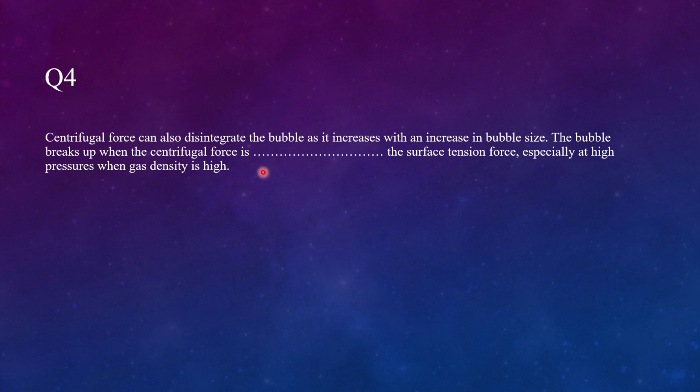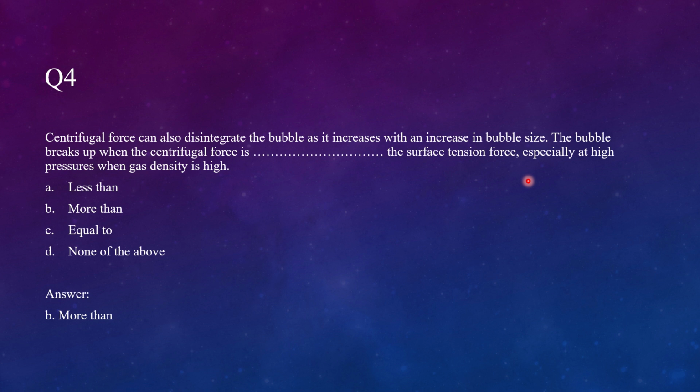The bubble breaks up when centrifugal force is dash the surface tension force, especially at high pressures when gas density is high. So the answer: option A is less than, option B is more than, option C is equal to, option D is none of the above. So basically the answer is when the centrifugal force is greater than the surface tension force, or it is option B, more than.